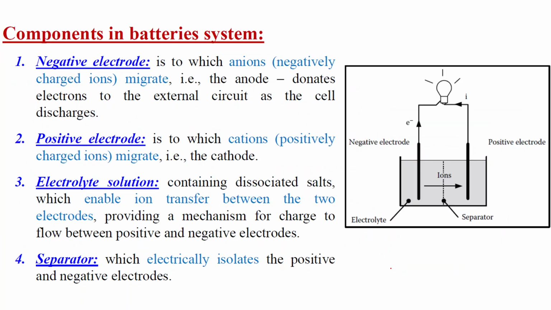Coming on to the components in a battery system. There are various components present in batteries. Firstly, the negative electrode, then the positive electrode, then the electrolyte and separators. The negative electrode is the one to which the anions, that is the negatively charged ions, migrate. As you can see here, this is a negative electrode, this is a positive electrode.